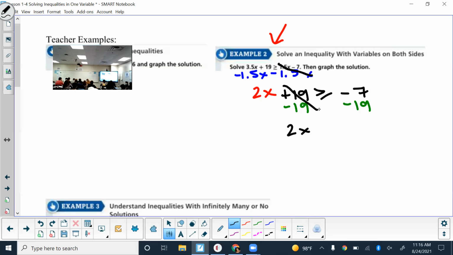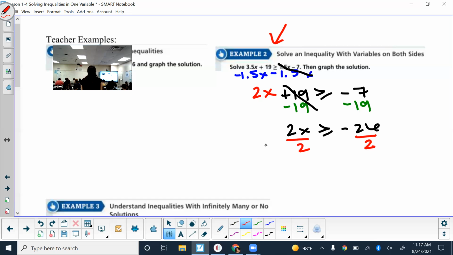All right, anytime you do stuff on both sides, just double check to see if it's one of those 2 things we talked about where we need to flip the sign. So do we need to flip the sign? All right, no, all we did was subtract, so no worries there. And then what's a negative 7 minus 19? Negative 26.